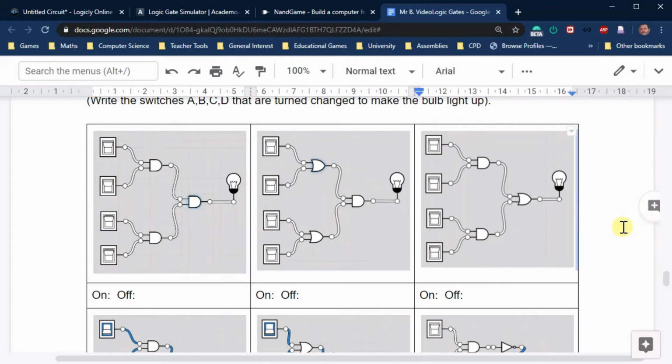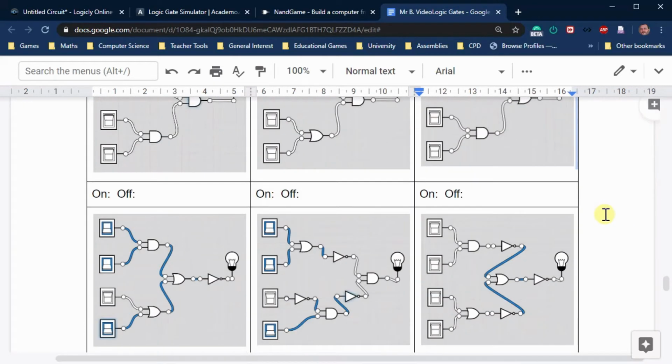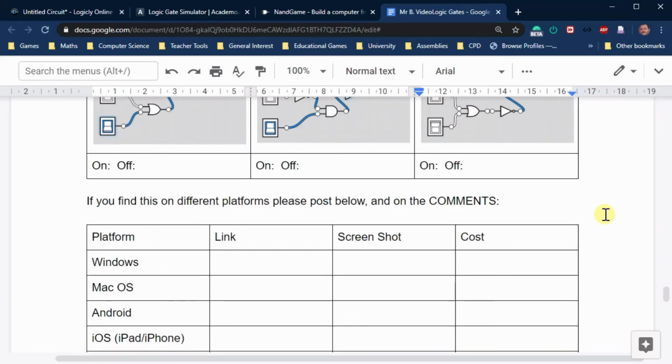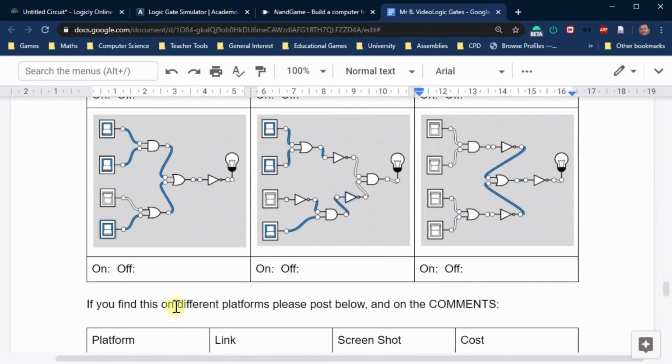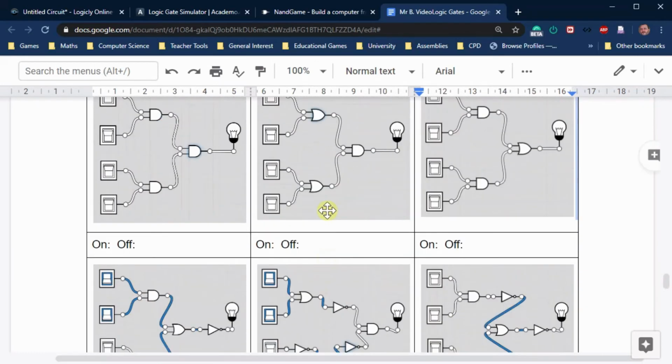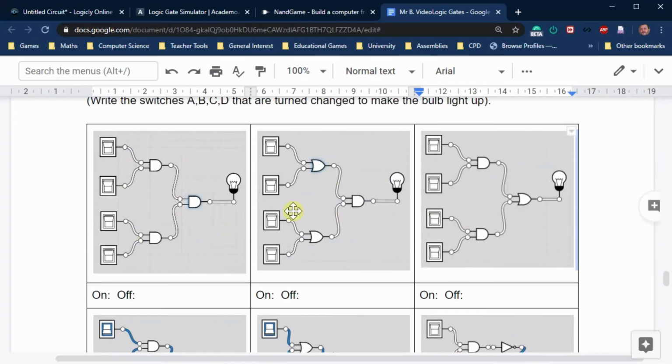I found the game quite addictive. I went for quite a long time. I think I got up to about level 100 or something. That was last summer. So you've got the game there that you can actually take. If you get the game, you can go away and play it. If you can't get the game, you can create these circuits and try and make the light bulb turn on and tell me which switches are on, which are off.